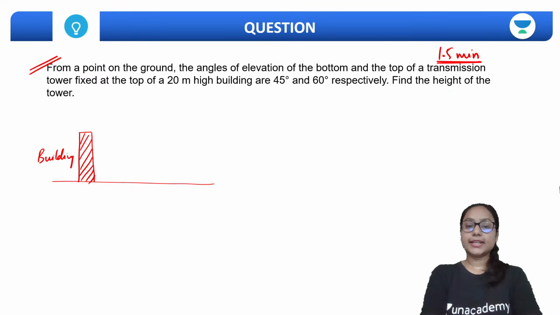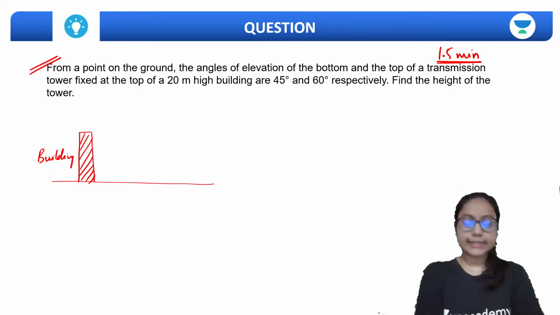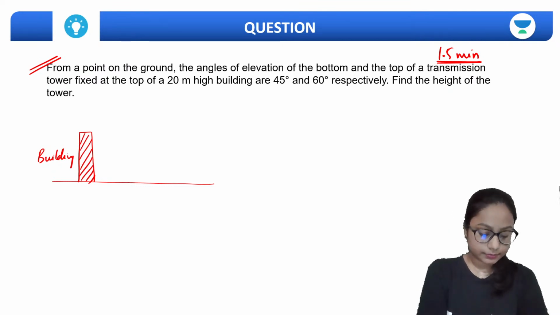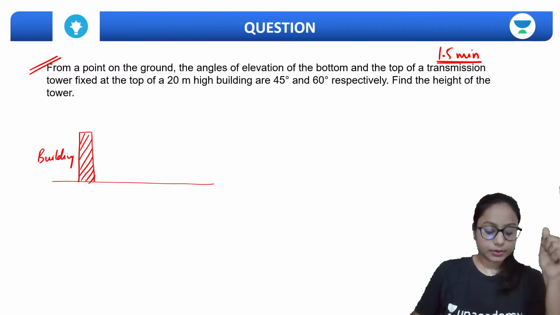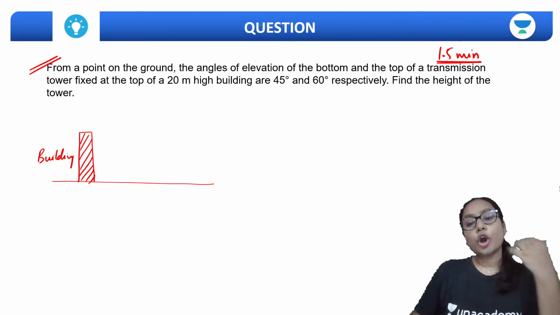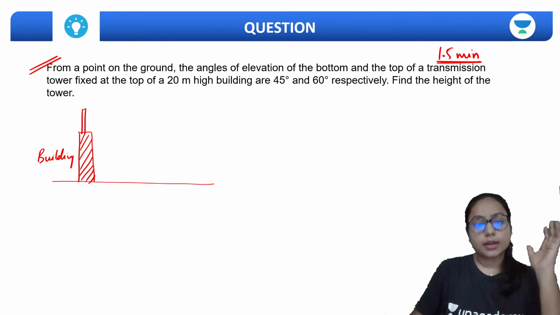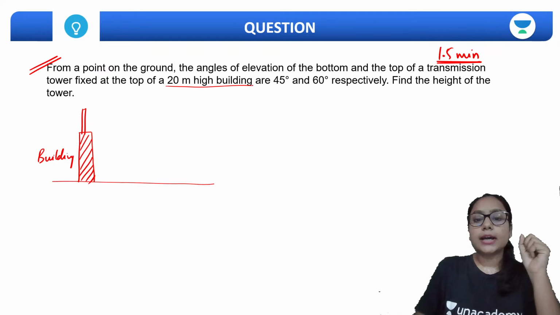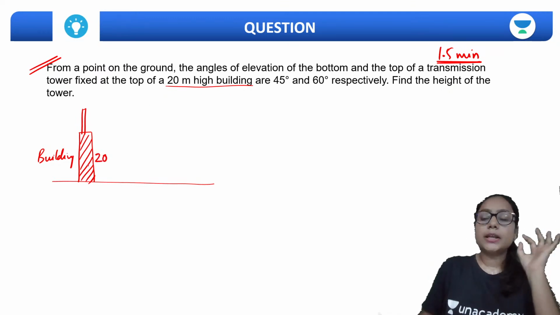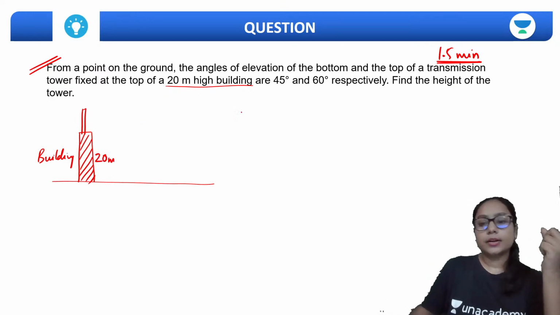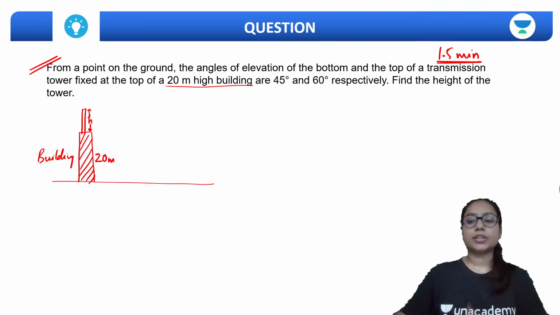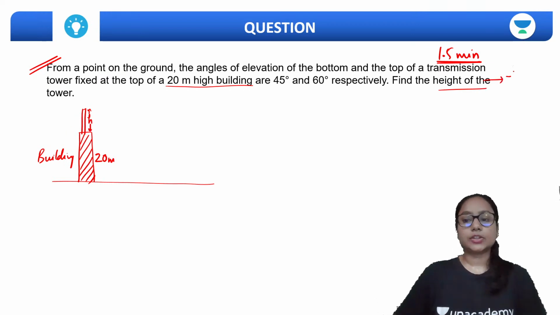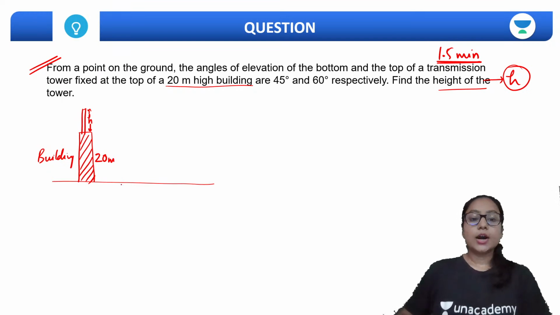Okay. All right, we have one answer. Let's see. See, building is this. Okay. Tower is on the top of the building. So I have a tower here. So 20-meter high building. So this length of the building is 20 meters. Height of the tower I don't know. So let us take the height as h. Okay, I'm taking the height of the tower as h.